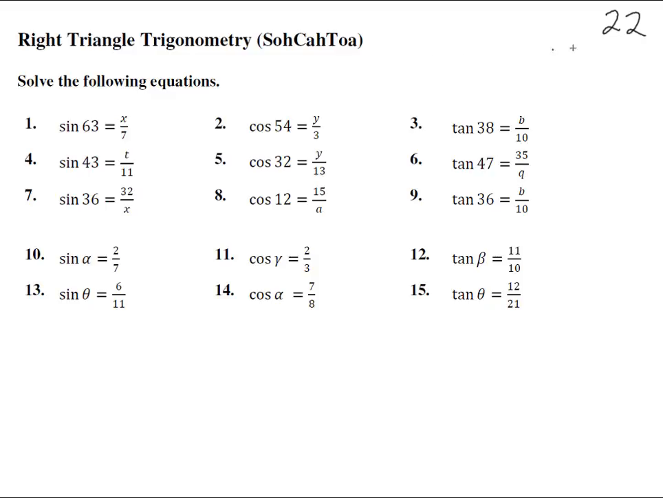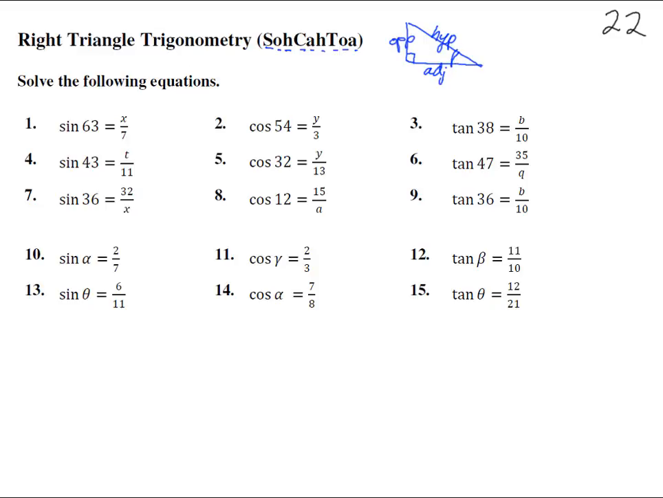Here we are on page 22, and we've got right triangle trigonometry. We're starting with sine is opposite over hypotenuse, cosine is adjacent over hypotenuse, tangent is opposite over adjacent. When we have a right triangle such as this, here's our angle that we're talking about, and this side would be the opposite. Here's the hypotenuse. And here is the adjacent, meaning next to, all in reference to this angle.